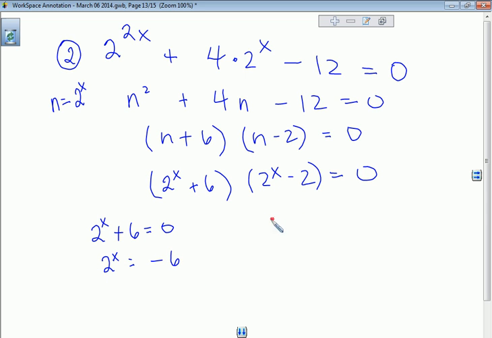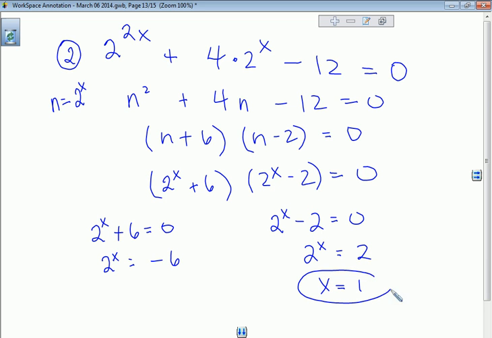But let's look at our second factor and see if that gives us any answers. And you may already see it. 2 to the x equals 2, so x has to be 1. So this equation has one solution. It is x equals 1.